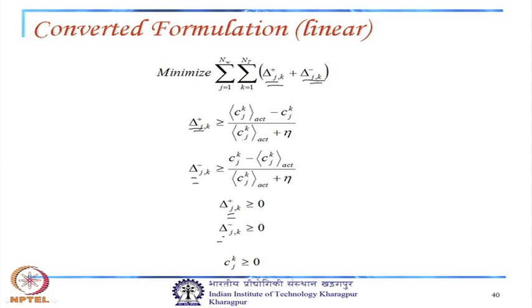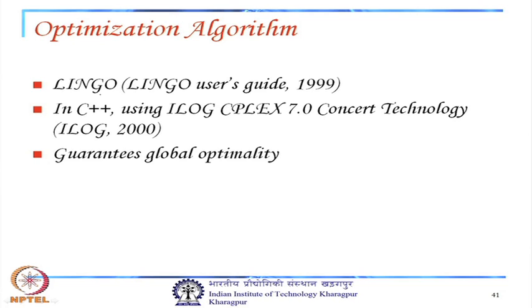If this is 0, that means we have got 0 estimation error, and this is basically to balance or to calculate the absolute operators, and Cj should have a proper value, which should be greater than or equal to 0. This can be solved using any optimization algorithm, Lingo or Simplex. If you have linear mixed integer programming, then it guarantees global optimality.